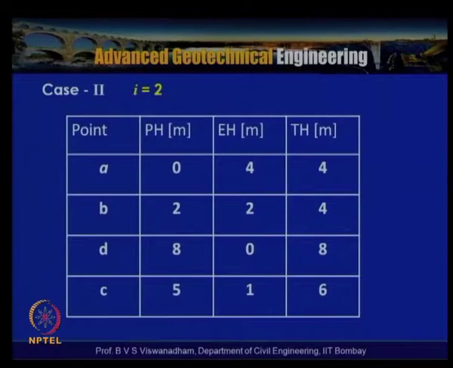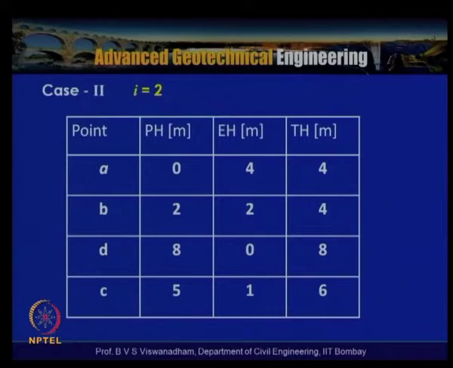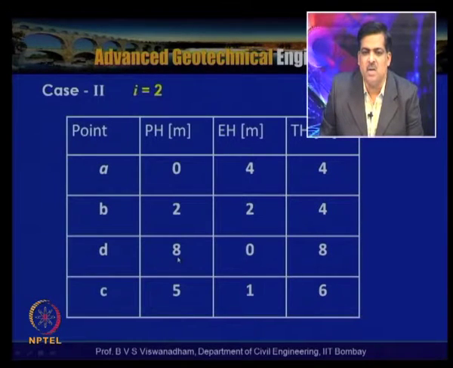In the second case, head is equal to 4 meters, which gives i equal to 2. At point A, again pressure head is 0, elevation head is 4 meters, total head is 4 meters. At point B, pressure head is 2 meters, elevation head is 2 meters, total head is 4 meters. At point D, pressure head is 8 meters, elevation head is 0 because it is on the datum, and total head is 8 meters. At point C, pressure head is 5 meters, elevation head is 1 meter, total head is 6 meters.